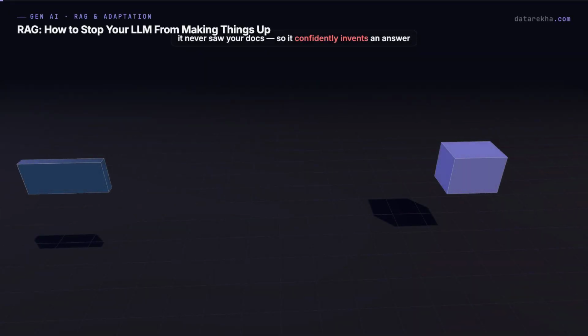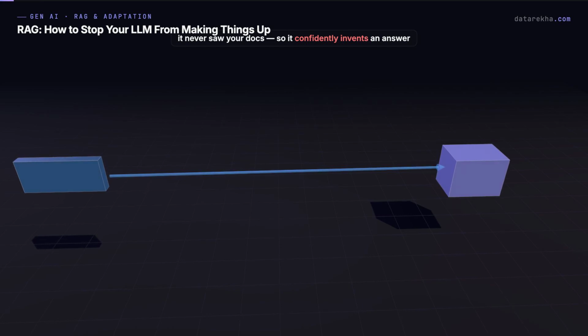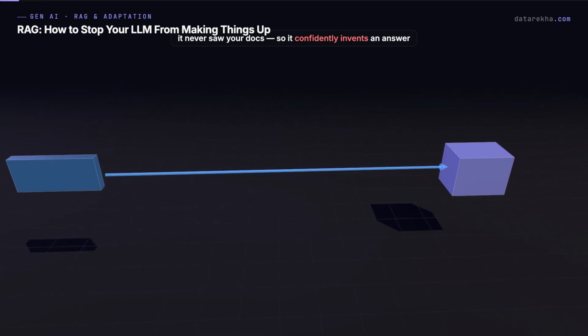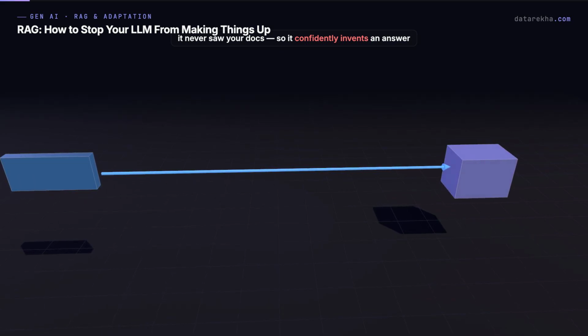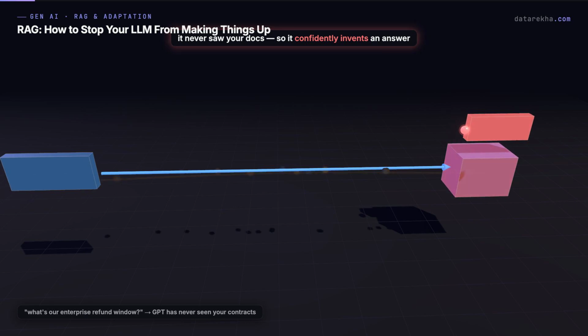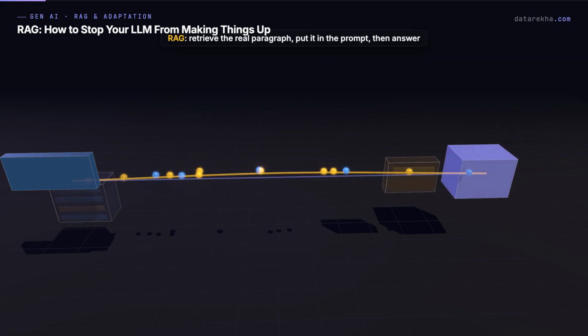A support engineer asks your internal bot, "What's the refund window for enterprise plans?" The model has never seen your contract, so it does the worst possible thing. It confidently invents a number. To fix that, you need the real policy paragraph inside the prompt at the exact moment the question is asked.